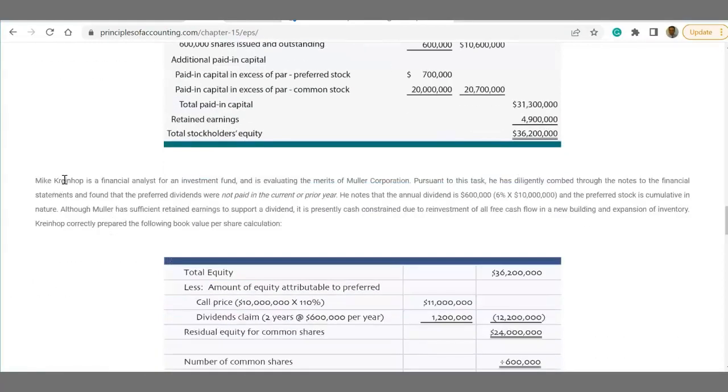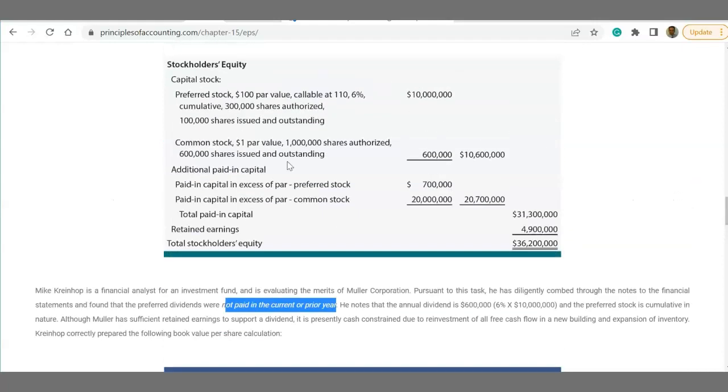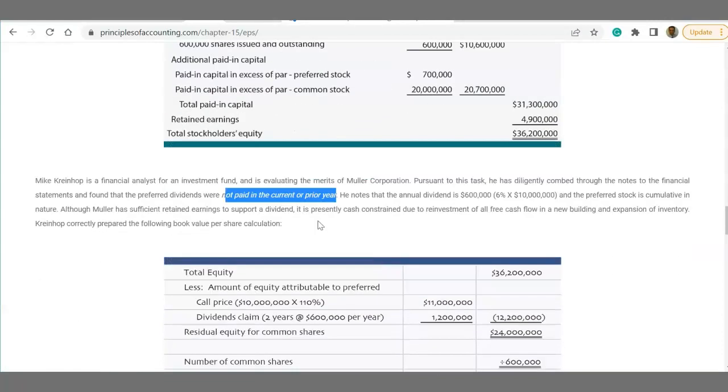Okay. Mike is a financial analyst for an investment fund and is evaluating the Mueller Corporation. Pursuant to the task, he diligently combed through the notes to the financial statements and found that preferred dividends were not paid in the current or prior year. So it's not paid for 2 years, and as I said, it is cumulative, so they have to be paid for both years.